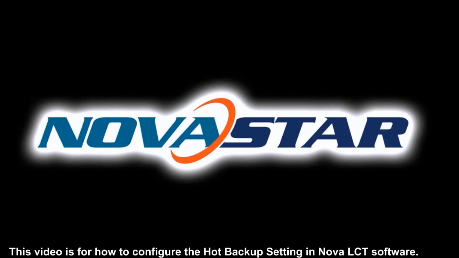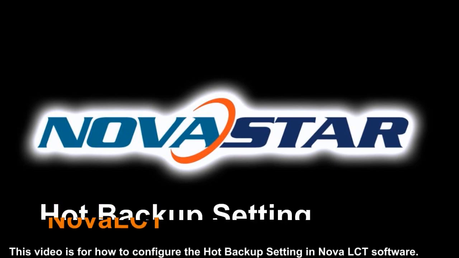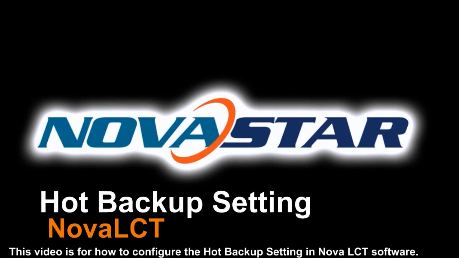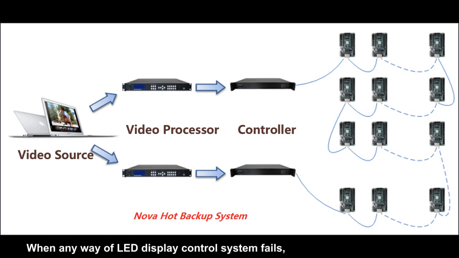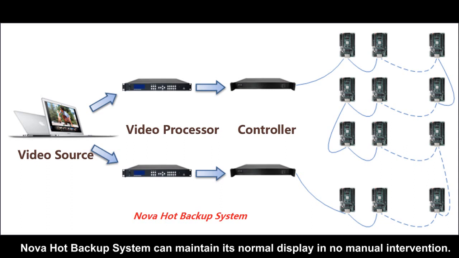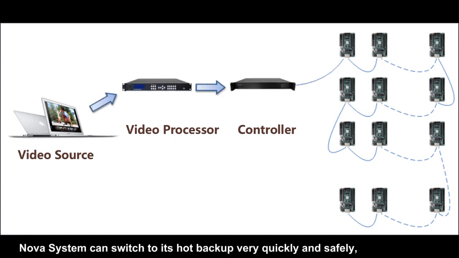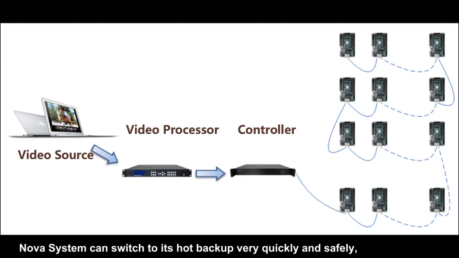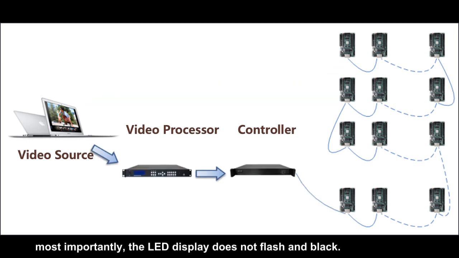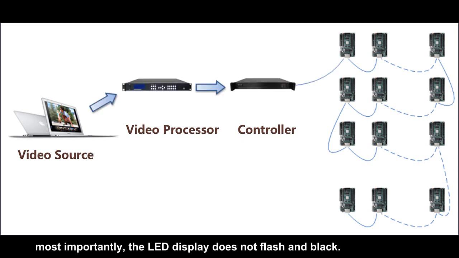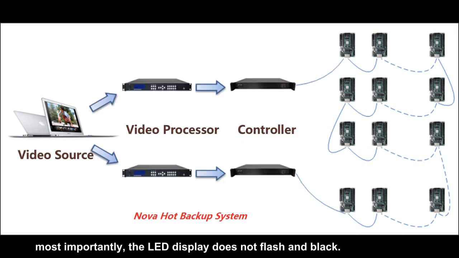This video is for how to configure the HAL backup setting in Nova LCT software. When any part of the LED display control system fails, the Nova HAL backup system can maintain its normal display with no manual intervention. Furthermore, when any controller, Ethernet cable, optical fiber, or Ethernet port fails, the Nova system can switch to its HAL backup very quickly and safely. Most importantly, the LED display does not flash or go black.